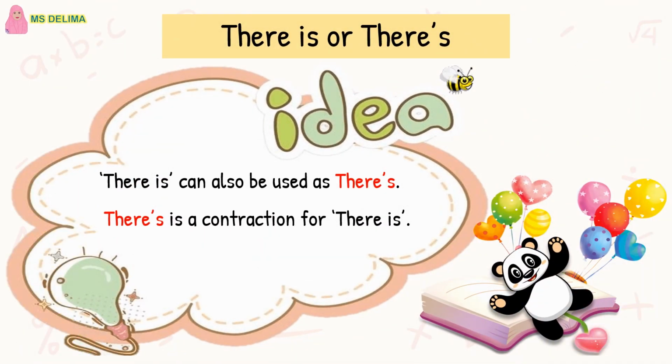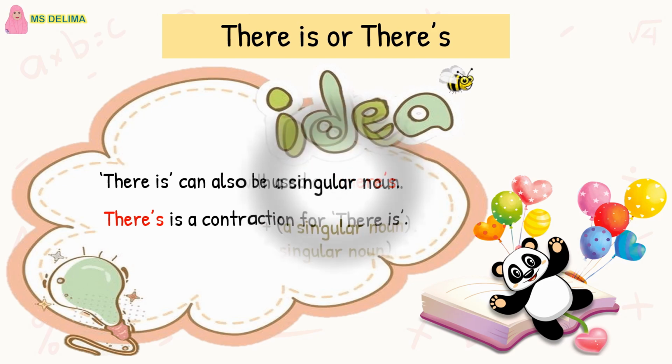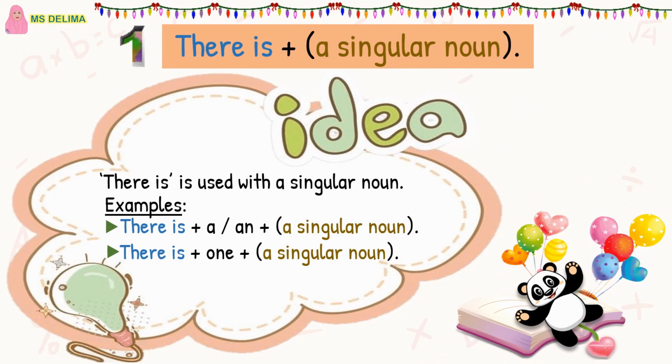There is or there's. There is can also be used as there's. There's is actually a contraction for there is. Number 1. How to use there is? There is plus a singular noun. There is used with a singular noun. For example, there is plus a or an and a singular noun. Or we can also use there is plus 1 plus a singular noun.